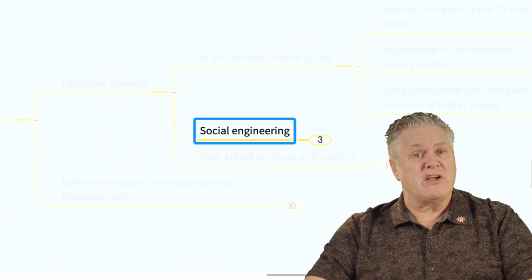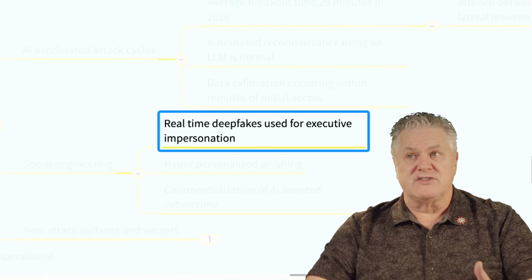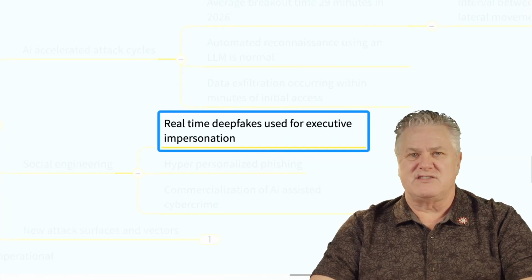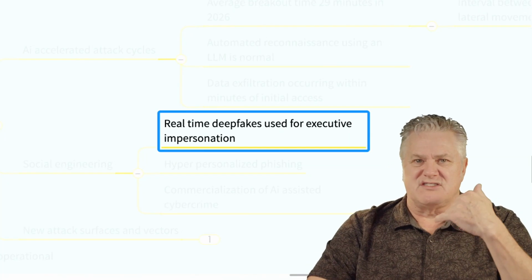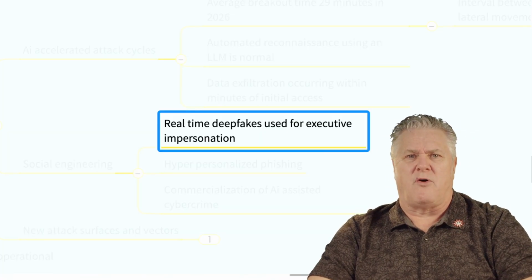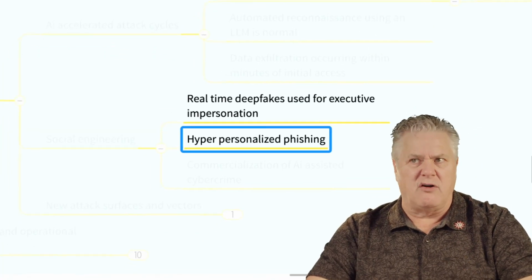The social engineering has radically changed. So real-time deepfakes for executive impersonations, where your boss calls you up on a video conference and says, I need you to go ahead and turn down that firewall. And it's not really them, happening all the time.